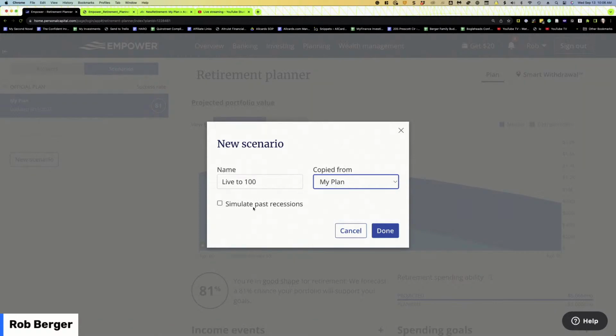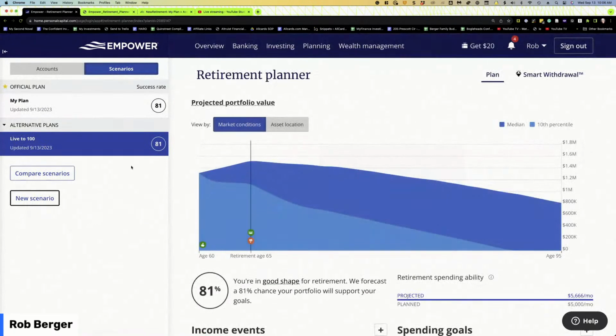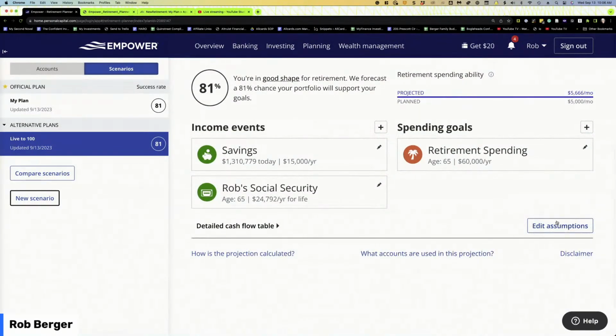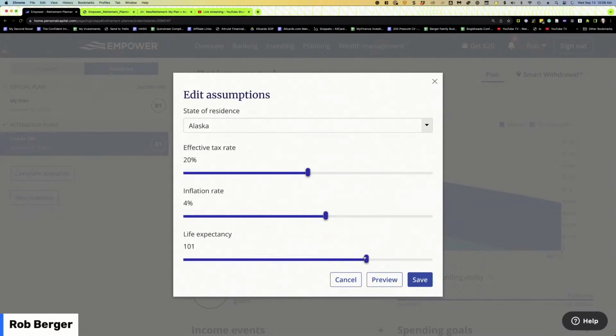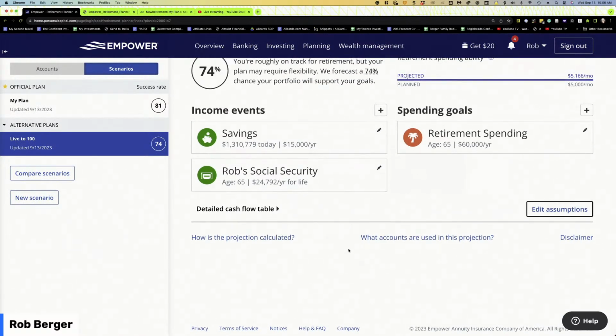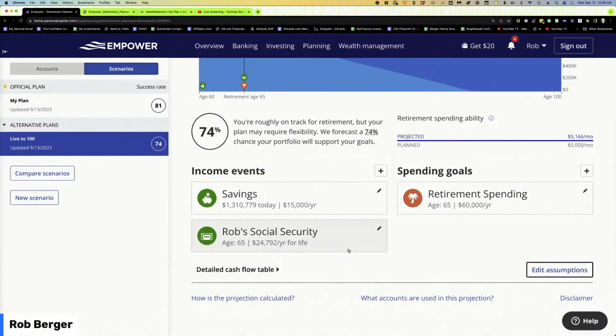And you see this simulate past recessions. We'll actually come back to that in a minute. So at the moment, these two scenarios are identical, right? So all we do is come in here, edit the assumption. We're going to live to be 100 or whatever you want, but we're going to put 100 in. And it recalculates. So what this is doing, it went very quickly, but this uses what's called Monte Carlo simulation. It runs, in this case, 5,000 simulations.